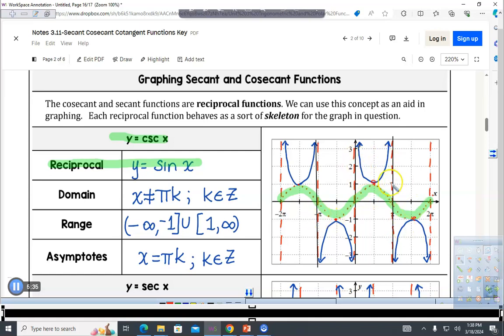The period of this is still 2 pi, but now my range is everything that sine isn't. Sine goes from negative 1 to 1. This one goes from 1 to infinity and negative infinity to negative 1. All right? And x can't equal pi k, so wherever my zeros are, x can't be because I can't divide by zero.